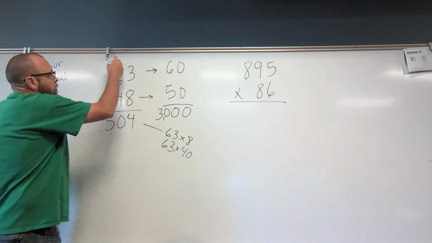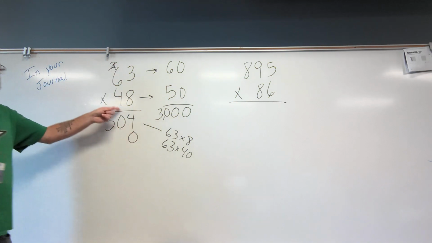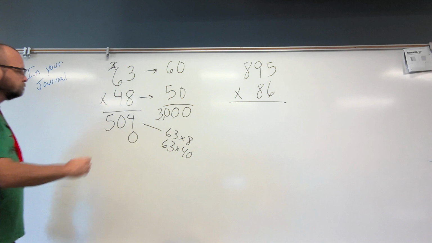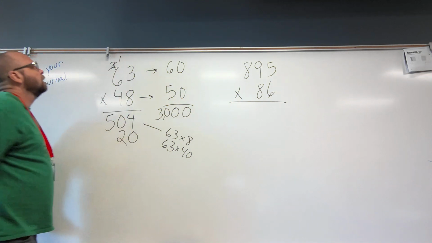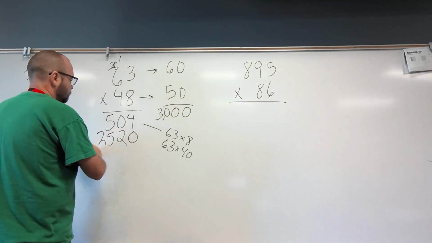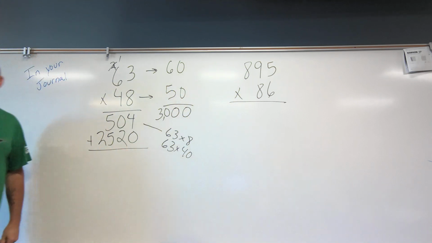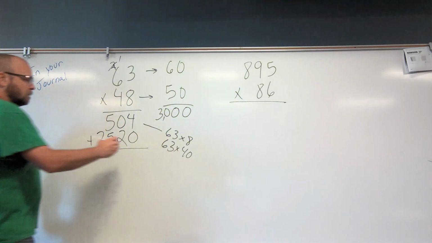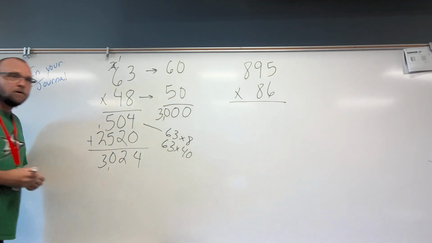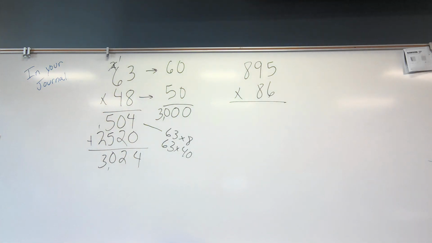Okay, so now I'm in my tens place, which means my first number is going to start in my tens place. Now I go 4 times 3, which is 12. And I carry my 1. I do 4 times 6, which Andrea already told me is 24, plus 1 is 25. I add these two products together. So, we're good with that one? Yeah. All right. So 3,024 is my actual product.